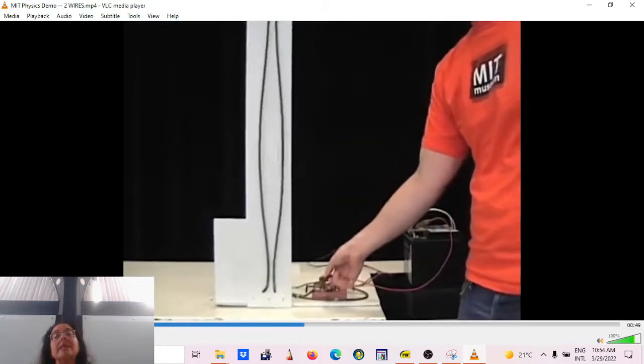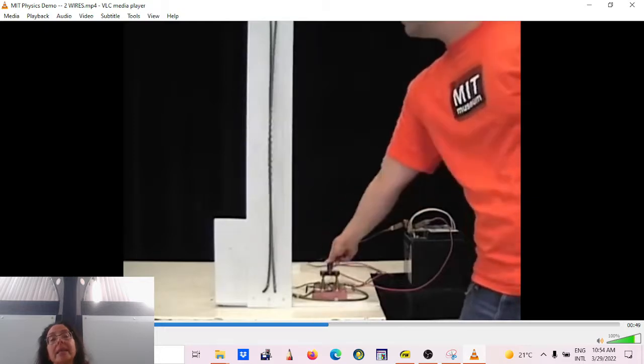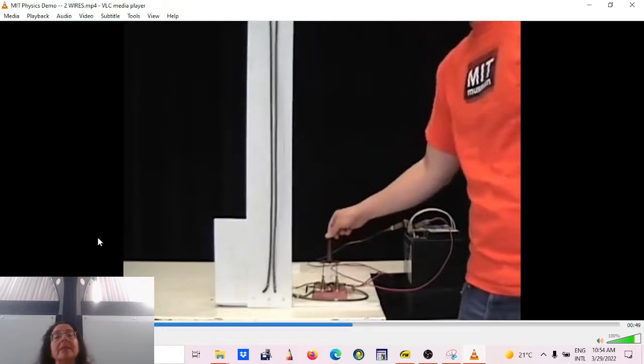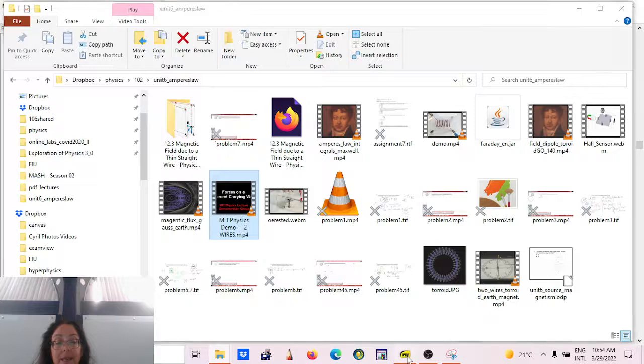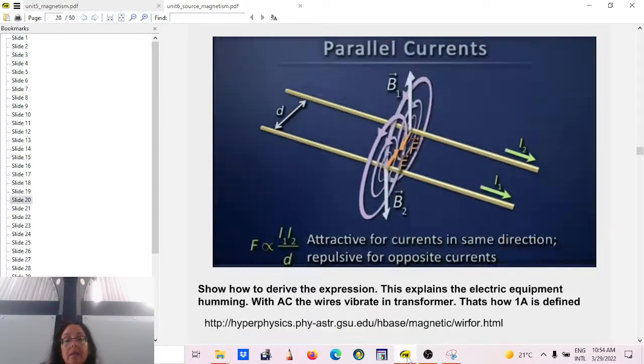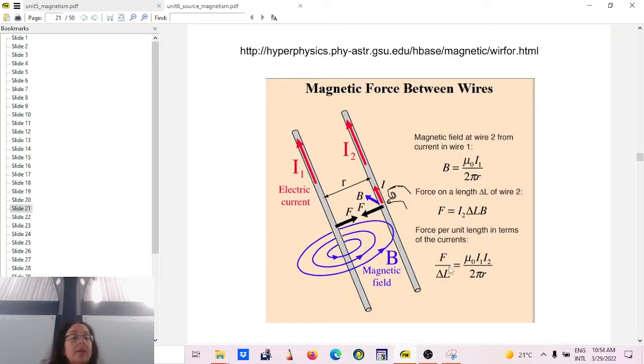So opposite direction attract, same direction. Okay, so you can show what's the equation. It's very easy to show.